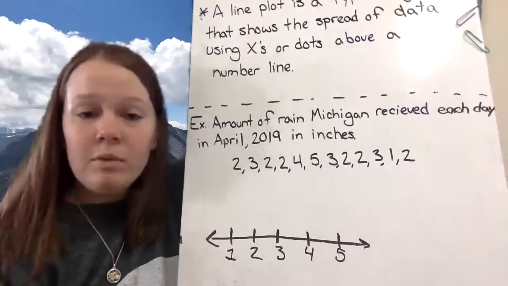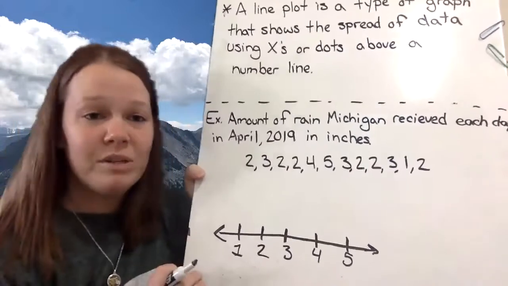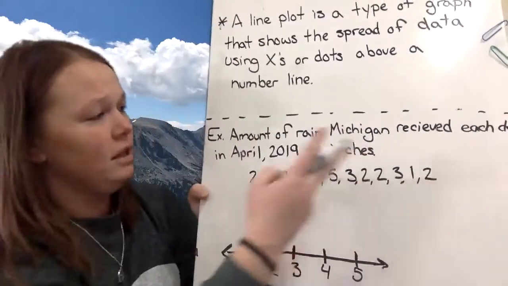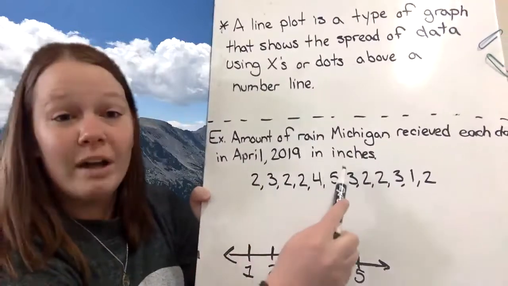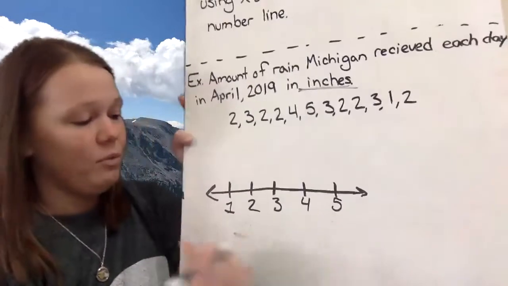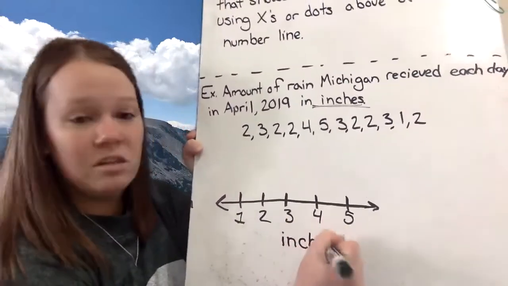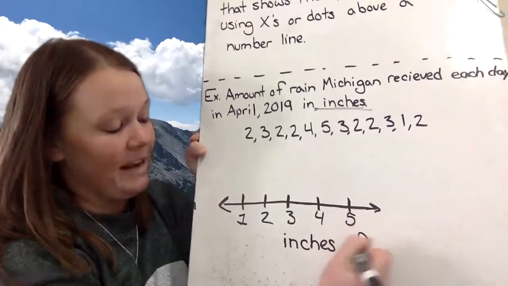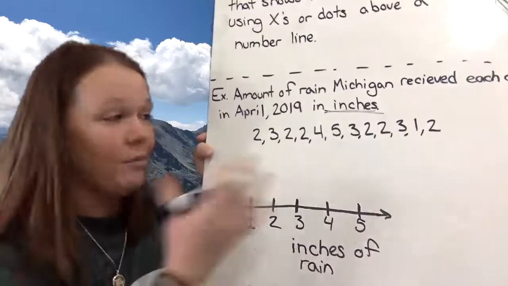Now, something we talked about with graphing is you have to label. So what do these numbers down here represent? Go back to your question: the amount of rain Michigan received each day in April 2019 in what? These numbers are inches. So don't forget to label down at the bottom what these numbers represent. You could say inches. We could say inches of rain. You could even say inches of rain in Michigan in April 2019.